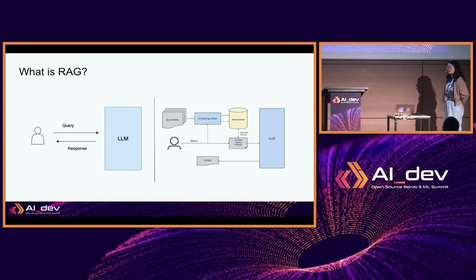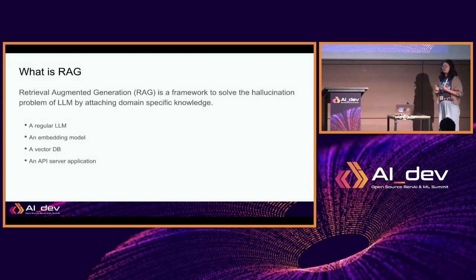When you send a question, instead of the large model answering you directly, we will have an embedding model. The embedding model will first convert your query into embeddings, and then search all the embeddings stored in the vector database based on your question. And then it will return the retrieval results to the large language model. And finally, the large language model will answer your question based on your question and the retrieval context. So that's how a RAG works. It will answer your question with outside knowledge.